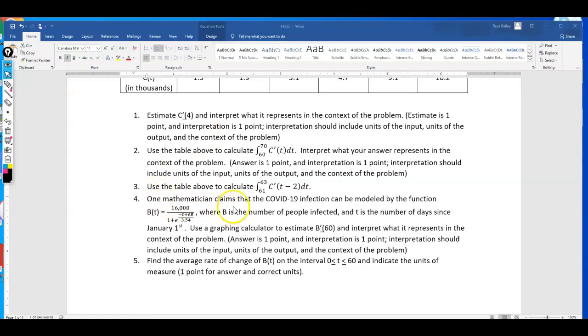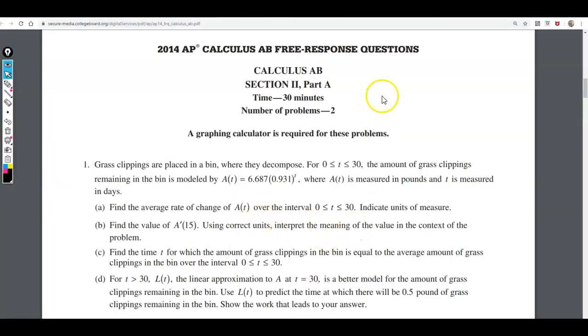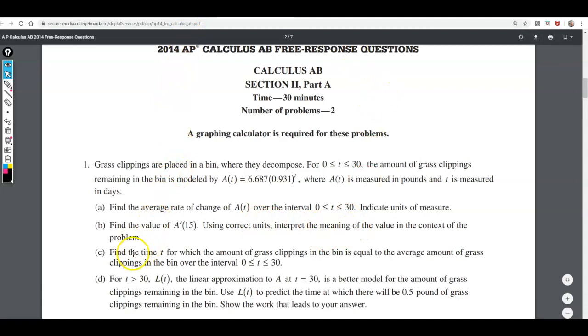For your next problem, you're leaving behind the table completely, and instead of looking at the problem from a table perspective, we're looking at it from a function perspective. I'm asking you to find the instantaneous rate of change using an actual graphing calculator. Once again, 1 point for the answer, 1 point for the interpretation. Let's jump into that. A good one to look at for this would be 2014 Part B. Let's go ahead and read it.